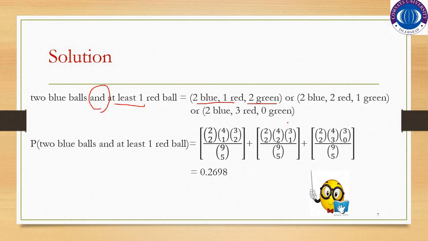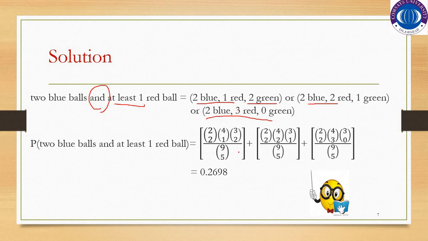So this was the scenario where you have to select two blue balls and at least one red ball. This particular experiment could be done in this way. This is case number 1, by selecting two blue balls, one red ball and two green balls; or this could be done by selecting two blue balls, two red balls and one green ball; or by selecting two blue balls, three red balls and 0 green balls.